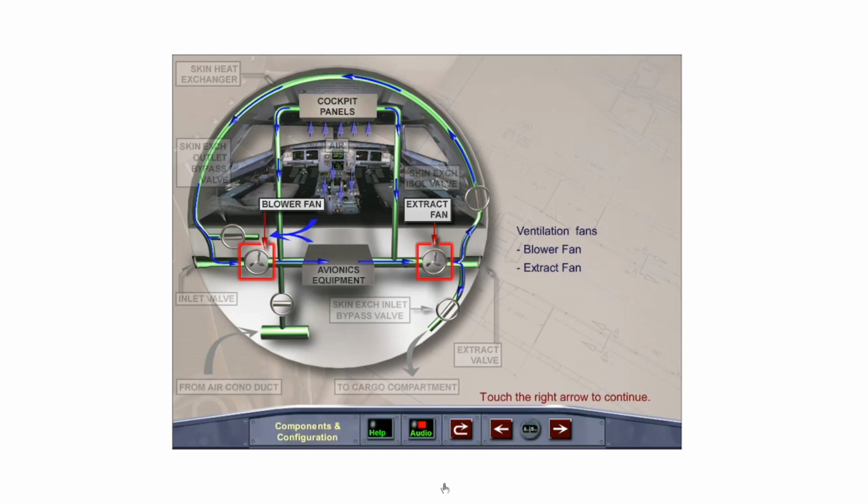The 2 fans used to circulate air in the avionics ventilation system are the blower fan and extract fan, which run continuously when electric power is available. The blower fan blows filtered air to the avionics equipment, while the extract fan extracts hot air from the avionics equipment.